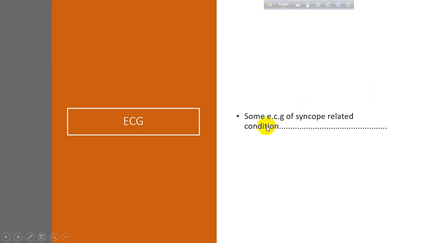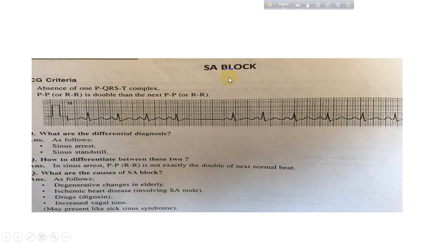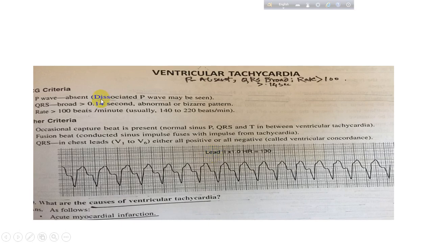Now I will show you some ECGs related to syncope. This is ventricular fibrillation. You see the QRS is chaotic, wide, bizarre, and irregular. So it is ventricular fibrillation. This is a block. You see absence of PQRST complex, and the PP and RR is double than the next PP and RR. This is torsades de pointes. This is VT with different configuration of QRS. Sometimes it is related to electrolyte imbalance also.